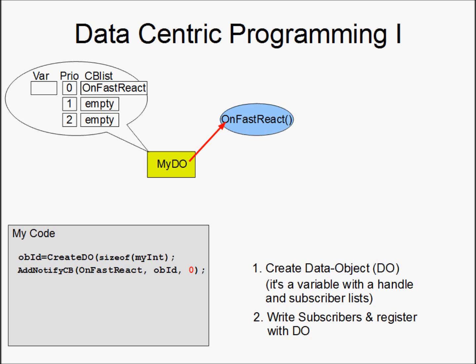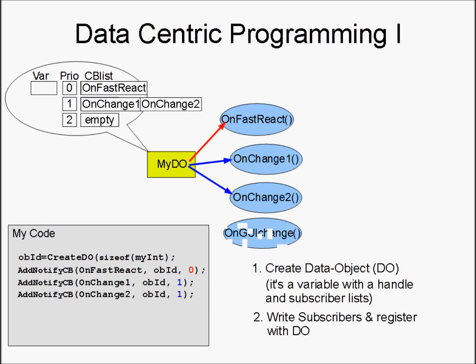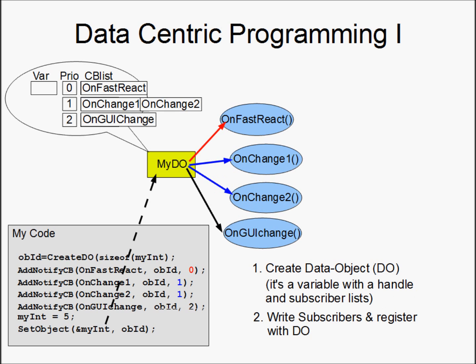Here we see how onFastReact actually gets added to the callback list of the DO. This is an implementation detail really, but it may help the more technically minded of us to understand what's going on in the background. Now I add a few more subscribers for the same data object. Finally, I set the DO to the value of 5. The colored arrows popping up symbolize how all subscribers are being called in the order of their priority. High priority is red, the medium is blue, and the low priority is drawn as a black arrow.